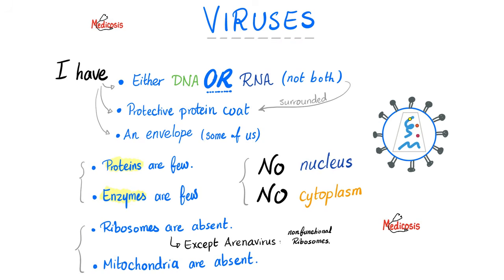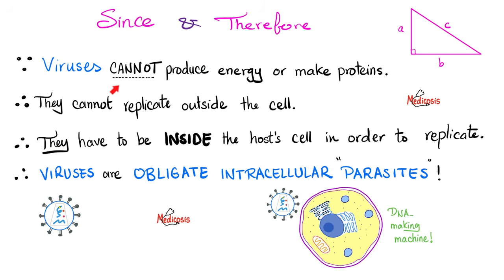Hey virus, you have the microphone. Tell me about yourself. Well, I either have a DNA or an RNA, not both. I have a protective protein coat. Some viruses are enveloped, others are not. Few proteins, few enzymes, no nucleus, no cytoplasm, no cell membrane. Ribosomes are absent, mitochondria are absent. Viruses cannot produce energy or make their own proteins.